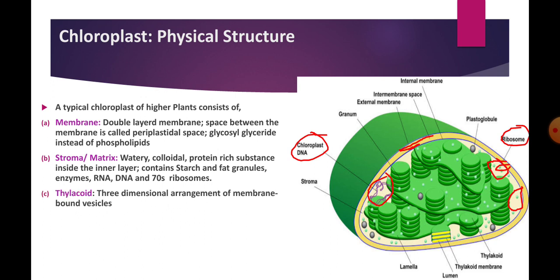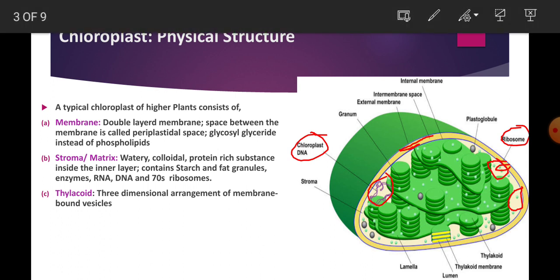Thylakoid. These are three-dimensional arrangements of membrane-bound vesicles. So you are seeing some folded membrane here. These are the thylakoids.